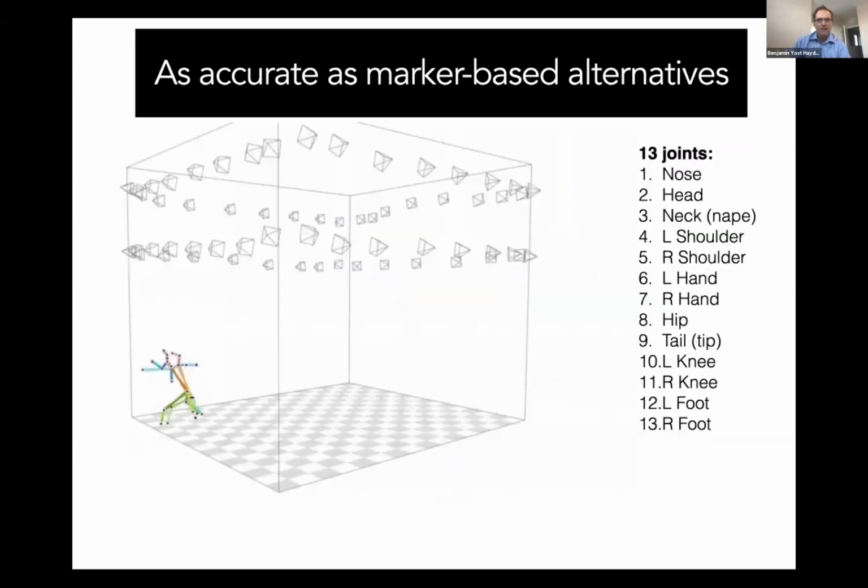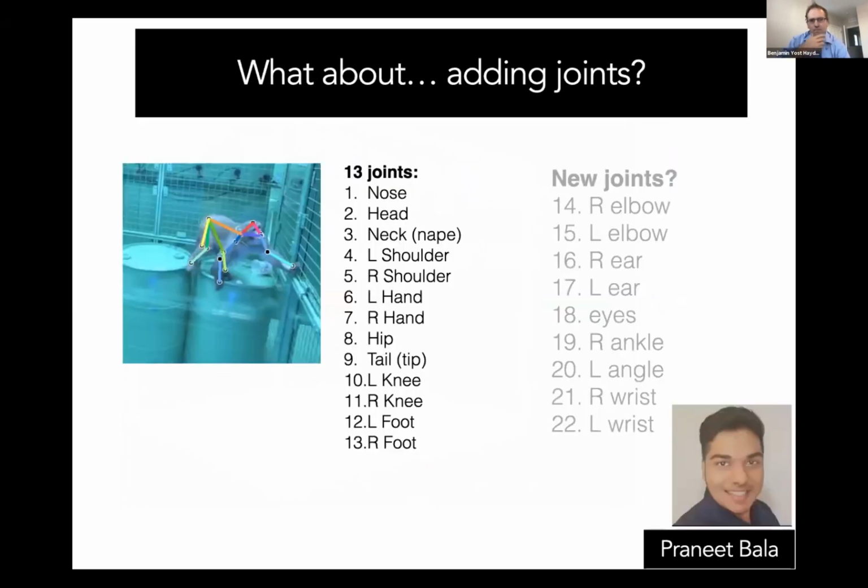So the result is a system that can track 13 joints, and these are joints that we chose heuristically that we think are pretty interesting. But the first thing I want to talk about is what happens if you want new joints that weren't in there. And so this is Praneet, who was the leader on this OpenMonkeyStudio project, and this is his follow-up project.